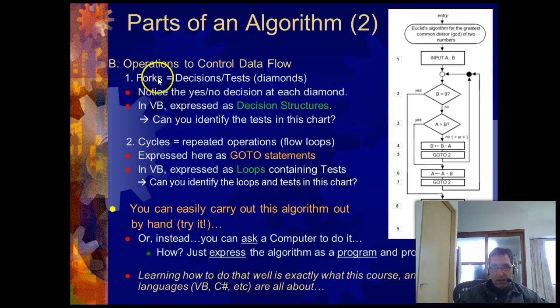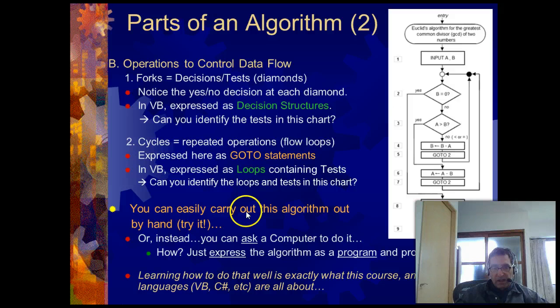Cycles. So this is also operations to control the data flow. And the cycles are repeated operations or flow loops, expressed here as go-to statements. In Visual Basic, expressed as loops containing tests. Can you identify the loops and tests in this chart? So for example, we have a loop, basically. We go back to here and we ask this question, and then we have a decision here. Okay.